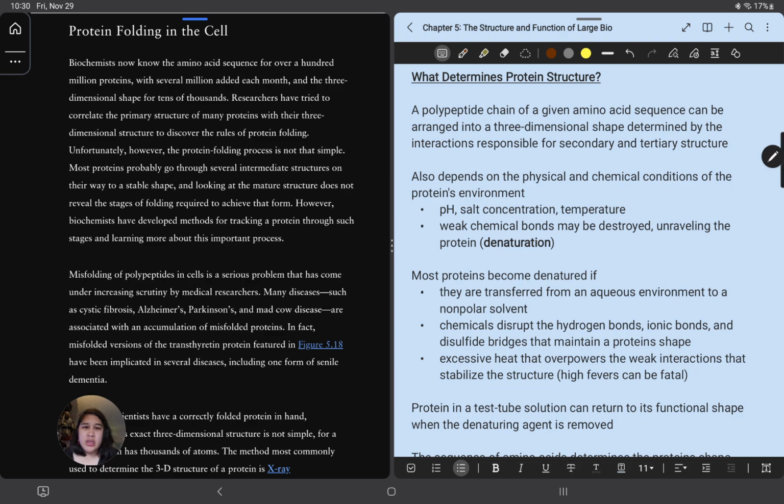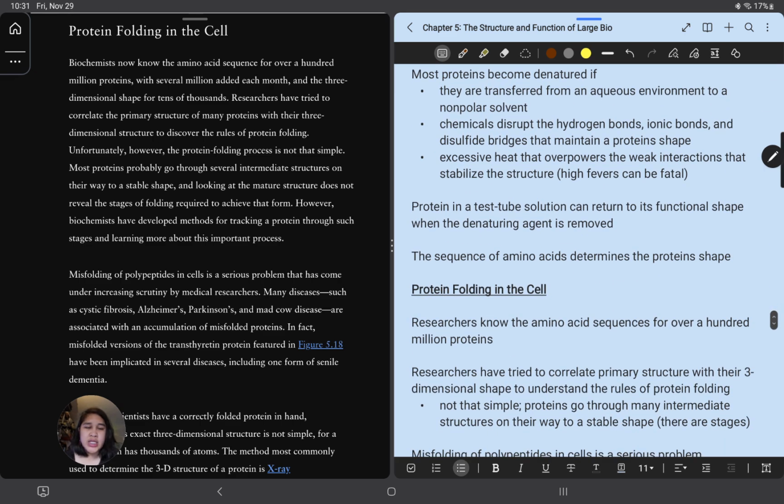Okay. So what determines protein structure? My notes here say a polypeptide chain of a given amino acid sequence can be arranged into a three-dimensional shape determined by the interactions responsible for secondary and tertiary structure. It also depends on physical and chemical conditions of the protein's environment: pH, salt concentration, temperature. Weak chemical bonds may be destroyed, unraveling the protein. Denaturation.